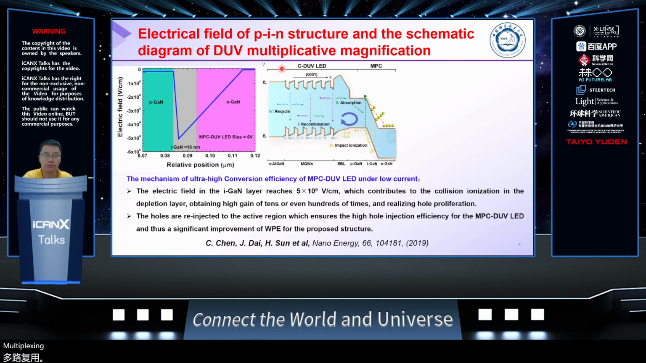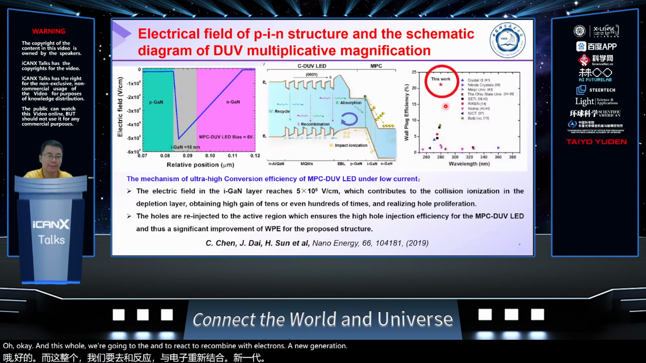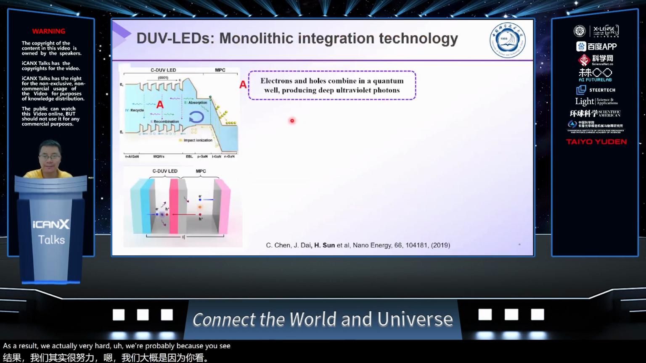multiplicative magnification inside this device, and the electric field in the photo detectors, which contributes to the collision ionization in the depletion layer, obtaining very high gains of even hundreds of times higher hole concentration. And these holes will go into the active region to recombine with the electrons and generate light. As a result, we achieve very high wall plug efficiency. Basically, there are 4 steps.